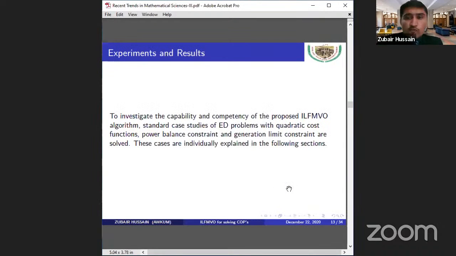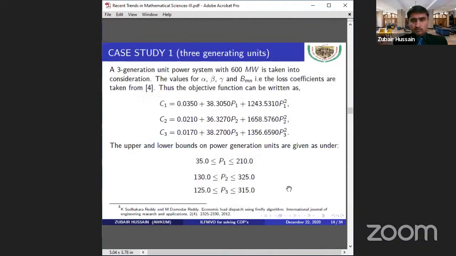Then, to check the performance of the proposed algorithm, we have selected 4 standard case studies of the economic dispatch problem with smooth quadratic functions and their constraints. So we will discuss each in the following sections.